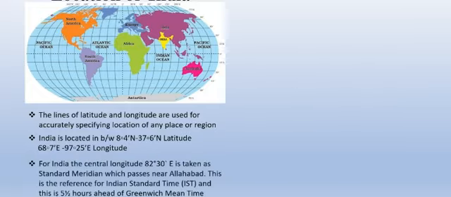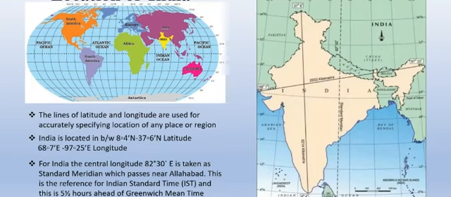India is located between these longitudes, and India has also chosen a central longitude, 82 degrees 30 minutes east, as the IST time meridian, which is 5.5 hours ahead of Greenwich Mean Time. We studied these latitudes and longitudes yesterday, children. So let's continue with the next part.